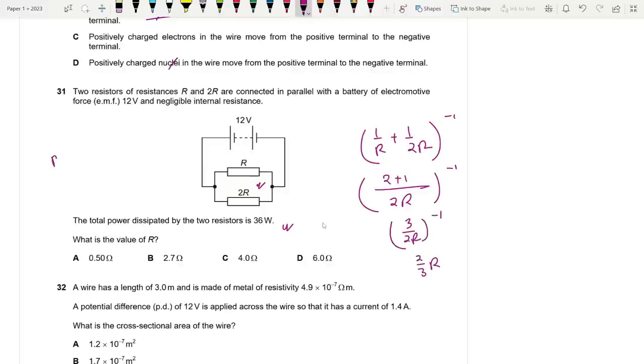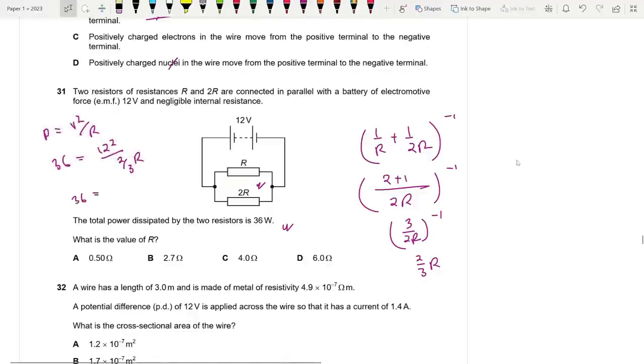Now we know the formula for power. P is equal to V square by R. So if you input this over here, 36 is equal to 12 square divided by 2R by 3. So 12 square divided by 2 by 3. I need more space over here.